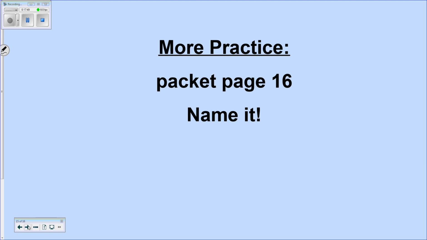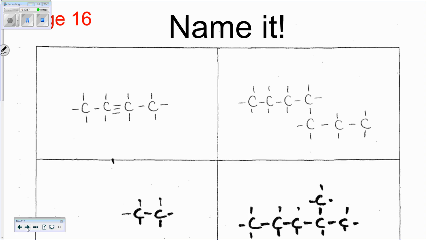So I think I would really like to practice. So we're going to go to our packet page 16, and we're going to name some of these. Try these with me. That'll be very important. So whenever I name them again, find your longest chain.